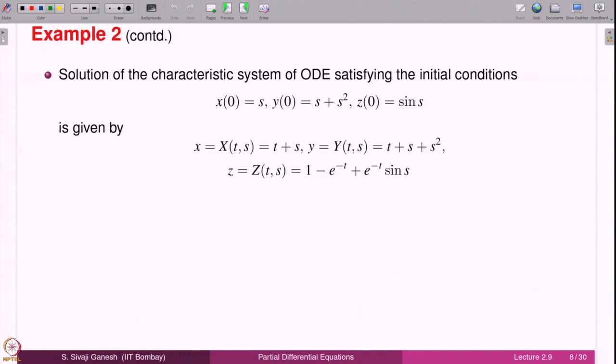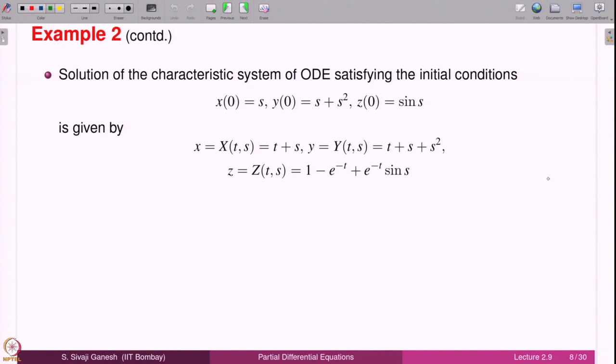and we get solutions as this. x is t plus s, y is t plus s plus s square, z equal to 1 minus e power minus t plus e power minus t into sin s. Fine. Now, we need to find t and s as functions of x and y using the first two equations, x equal to t plus s and y is equal to t plus s square.